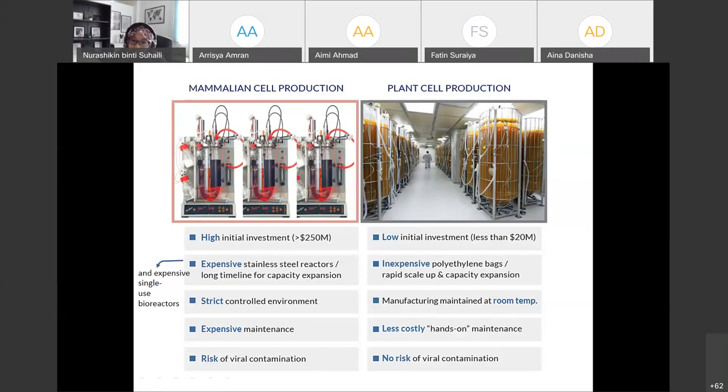I also used single-use bioreactors when I did my PhD, even though I grow bacteria, because single-use bioreactors are not just used for mammalian cells. Actually, if a lab is quite rich or has funding, we can also use single-use bioreactors for bacteria, for yeast, for fungi. Even in the industry, they are actually using single-use bioreactors for microorganisms.